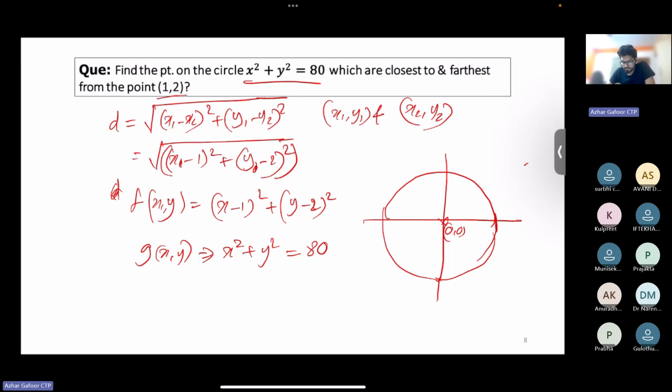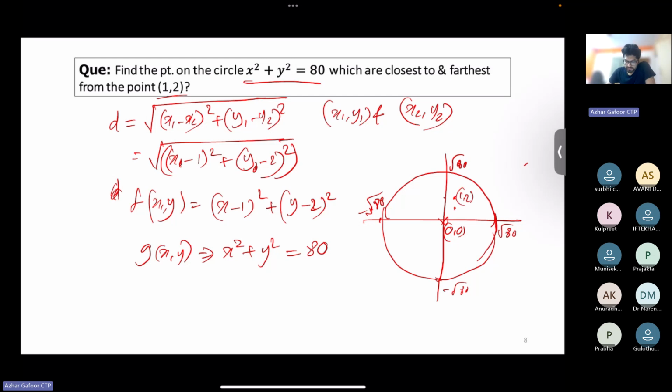How much will it be? Root 80. So this will be root 80. Here also we'll have root 80. Similarly, minus root 80, then minus root 80. Then we'll have our point 1, 2 somewhere here. So we'll have 1, let's say 2. So this is (1, 2).